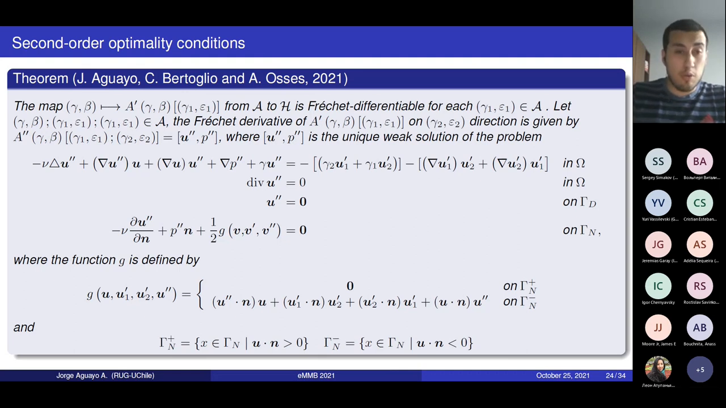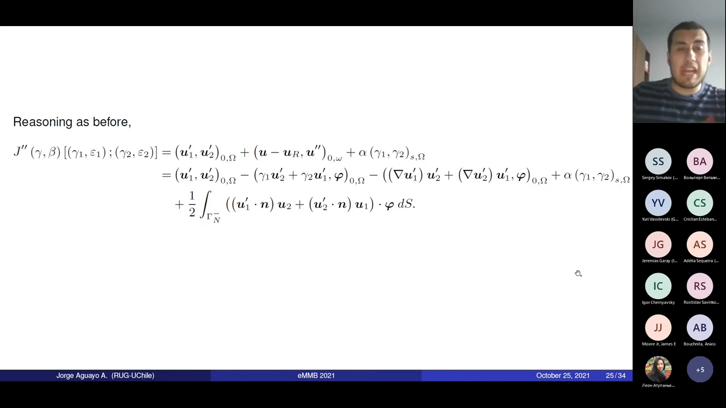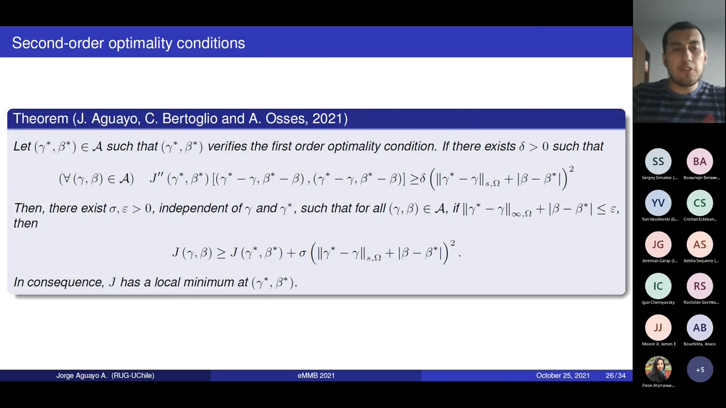Obviously we have uniqueness of solution of all those equations, sorry. But we have a lot of problems with this boundary condition. You can see it's completely weird to implement this. For example, in some software like FEniCS or FreeFEM, we can have some problems. Obviously, we can have the same reasoning as before to obtain the second derivatives, and also we can obtain second order optimality conditions as before.